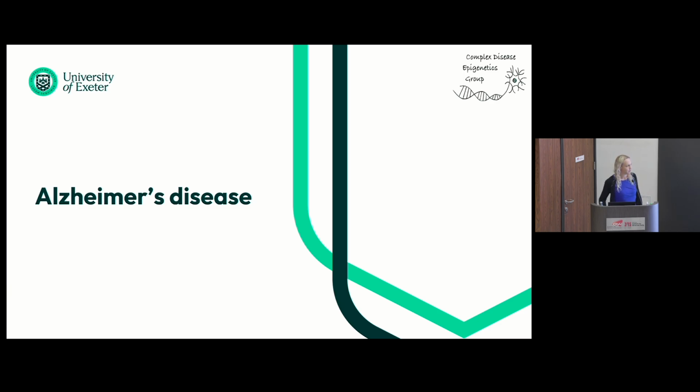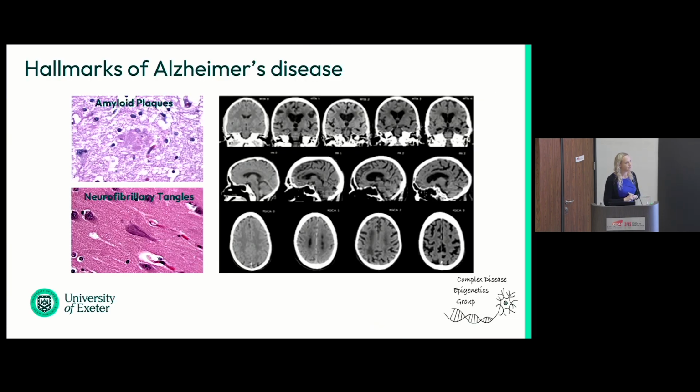So I'm going to talk to you a bit about Alzheimer's disease. Alzheimer's disease is the most common neurodegenerative disease, the most common cause of dementia. The disease itself is caused by two protein hallmarks: the accumulation of amyloid beta plaques, which are shown on the top left, and they're essentially extracellular plaques within the brain. Then slightly later in the disease you get these neurofibrillary tangles, which are hyperphosphorylated tau protein, and these form within neurons.